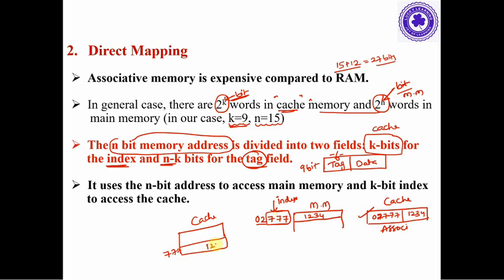What value do we store? 1234, using the lower significant 9 bits, or 3-digit octal address, as the location. To check whether the data belongs to this particular location, we use the most significant 6 bits, or two most significant octal digits, as a tag. So we store this memory word at location 777, the index, the data is 1234, and the most significant 6 bits are the tag. In direct mapping, we store tag plus data in the cache.